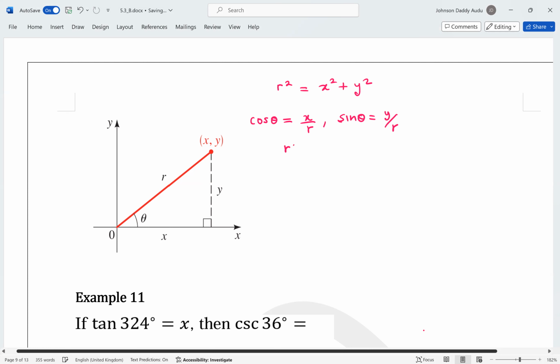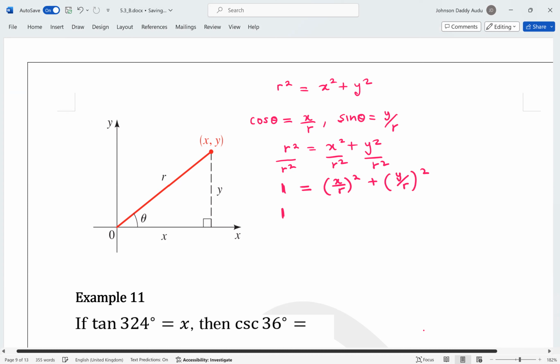Okay, so what we can do is, let's start with this equation. Let me write it again. r squared is equal to x squared plus y squared. And we know r is not 0, right? So we can divide both sides by r squared. So here will become 1. And this we can write as x over r all squared. And this we can also write as y over r all squared.